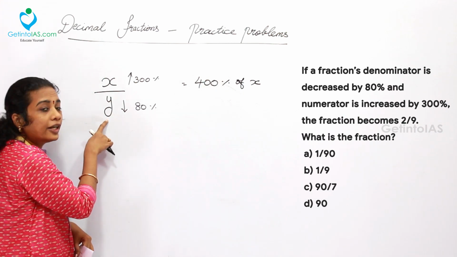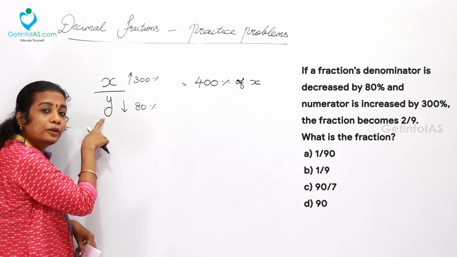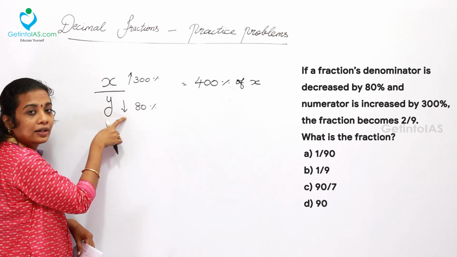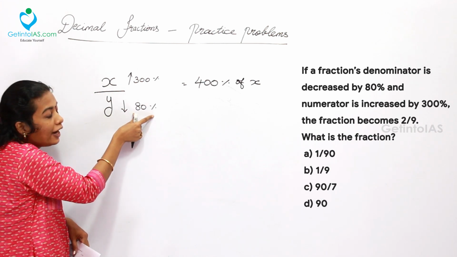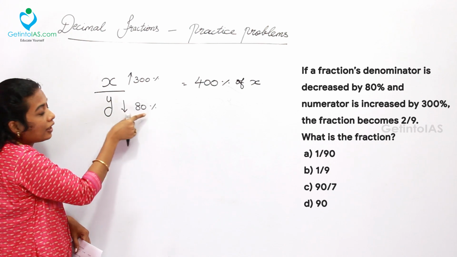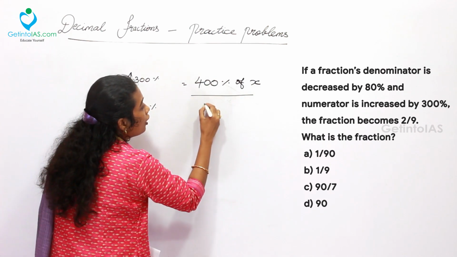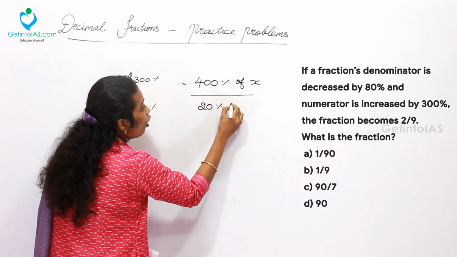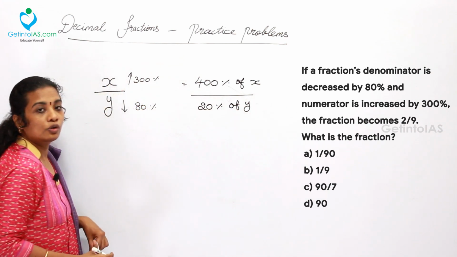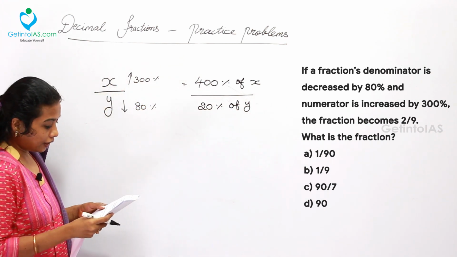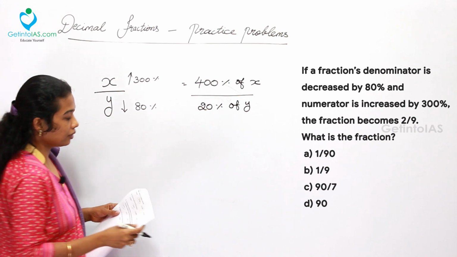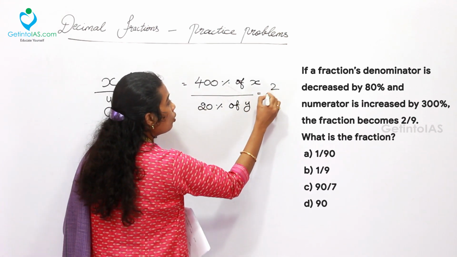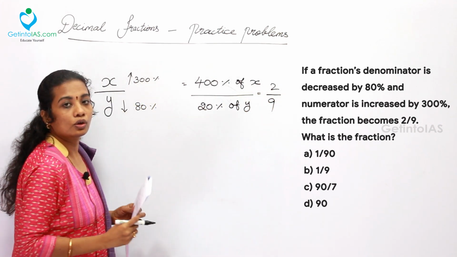Then already y is 100%. 100% of y is given less. Less means you want to subtract 80%. So 100 minus 80 will become 20% of y. Now they are saying the ratio between these two numbers, or the fraction, is 2 by 9. Now you want to solve it.